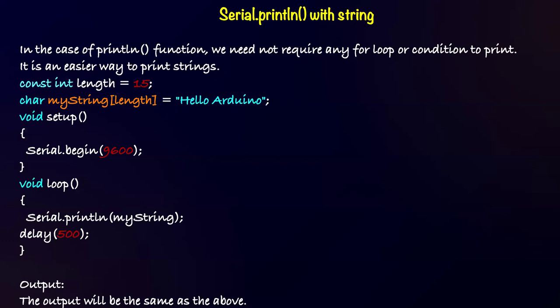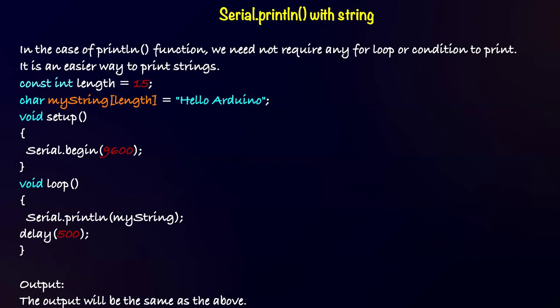Serial.println with string. In the case of the println function, we do not require any for loop or condition to print. It's an easier way to print strings. What is it? Let's see.